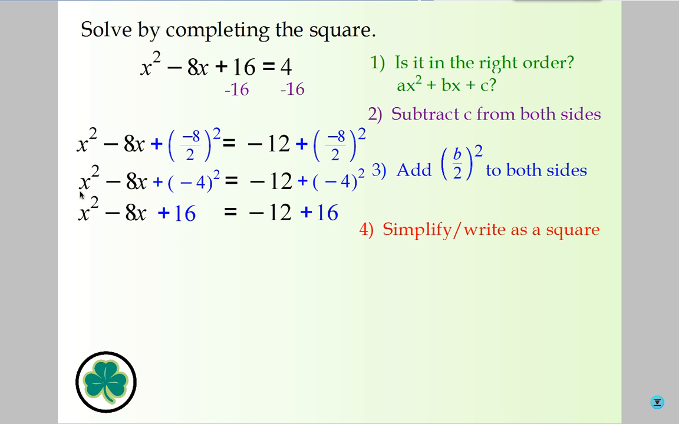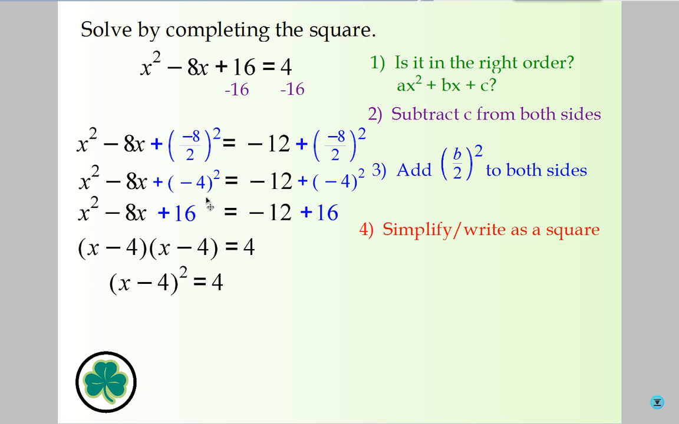What I mean by that is take what's on the left now and factor it. That's going to give me x minus 4 times x minus 4, which can be written as x minus 4 quantity squared. On the right-hand side, negative 12 plus 16 turns into a 4 when I combine my like terms. Now this is what we call, or at least the left-hand side is what we call a perfect square. And that's why this is called completing the square, because I'm going to do what it takes to make this a perfect square.